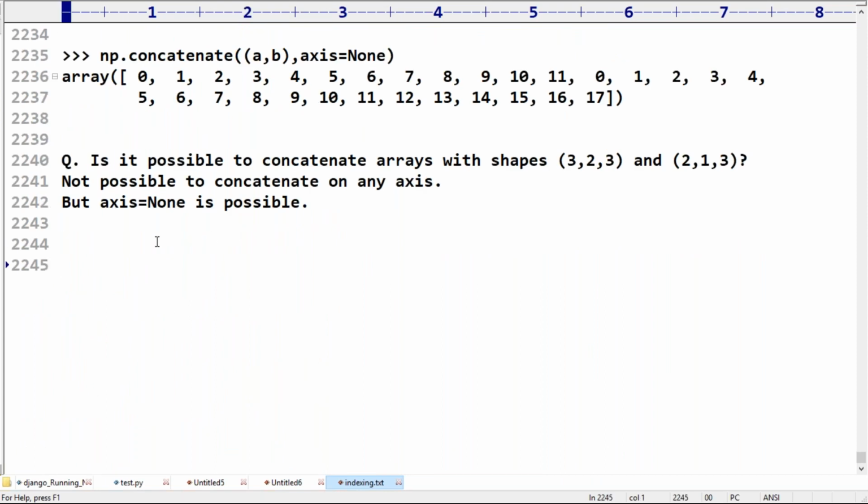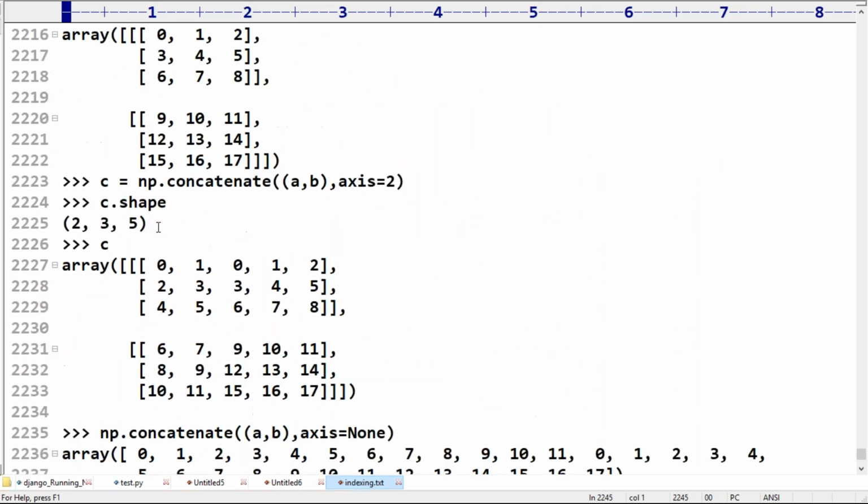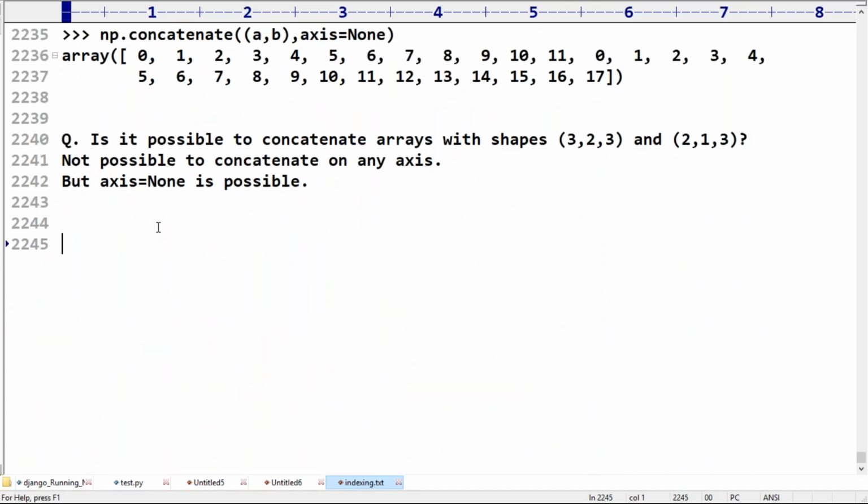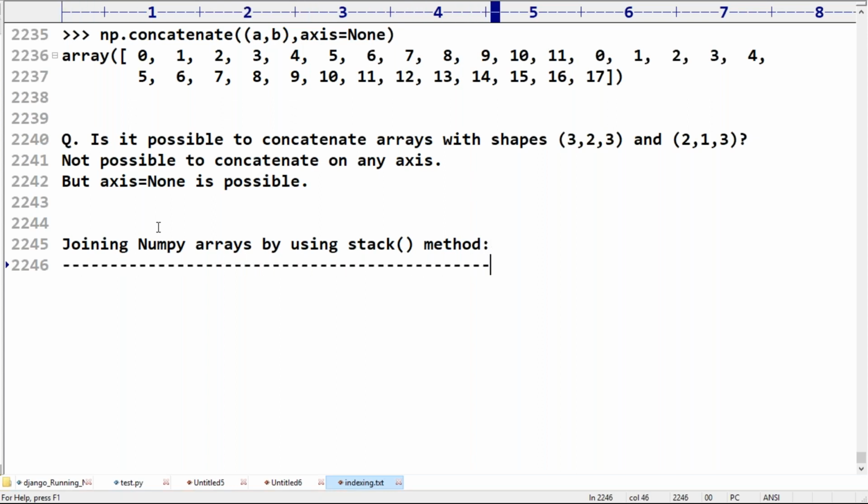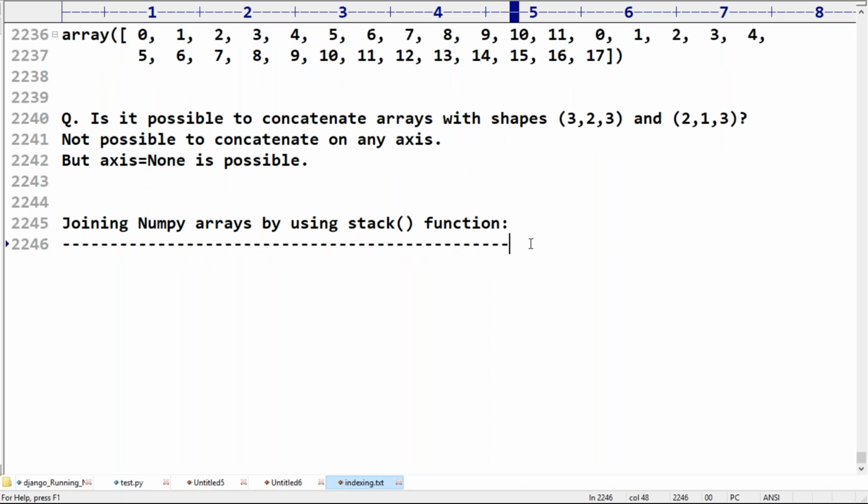Now the next scenario I have to take is joining arrays by using stack methods. Joining NumPy arrays by using the stack method. There is a stack function. By using this stack function, I want to concatenate these things. Take very special care about this terminology.